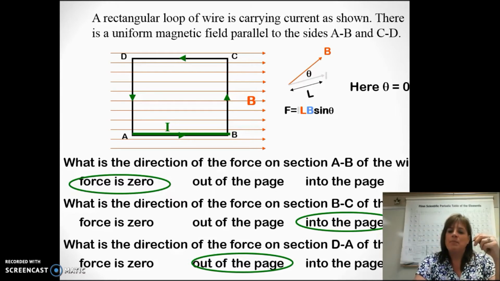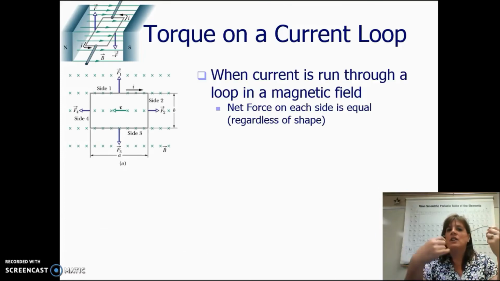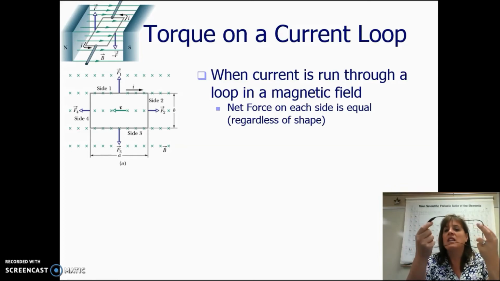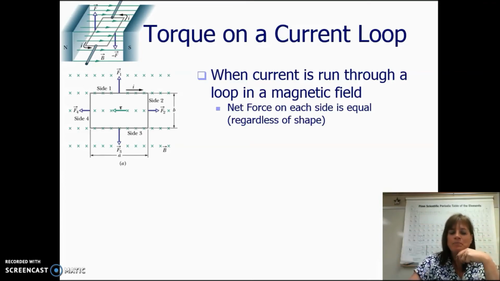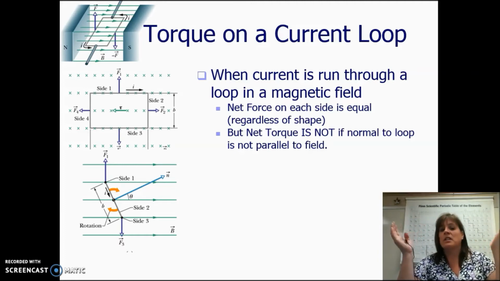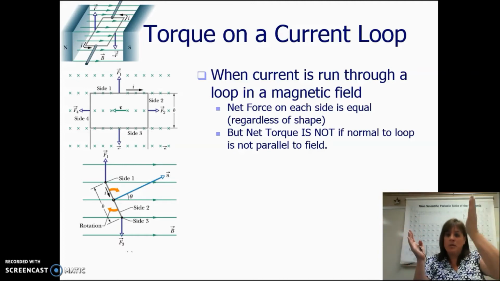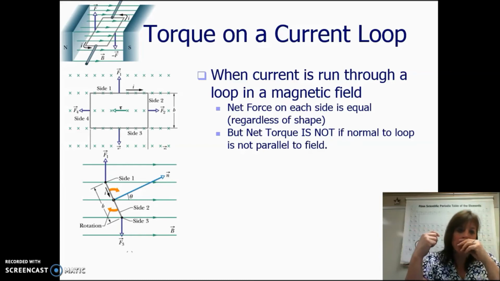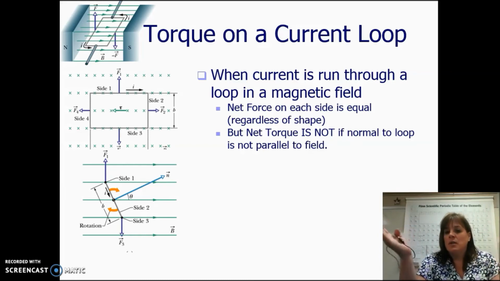So what that means is, when there's current running through a loop, even though the net force on each side of the loop is going to be equal, regardless of whether it's a rectangle or a square or a circle or whatever, there's going to be a net torque. If the normal to the loop, a line drawn perpendicular to the surface of the loop, just like a normal force is perpendicular to a surface, is not parallel to the field, then there's going to be a net torque on this loop, and the loop will rotate.